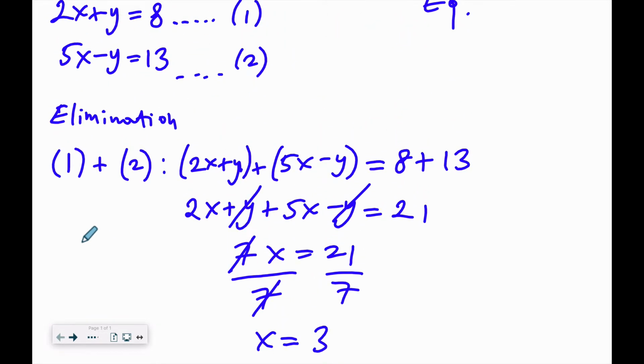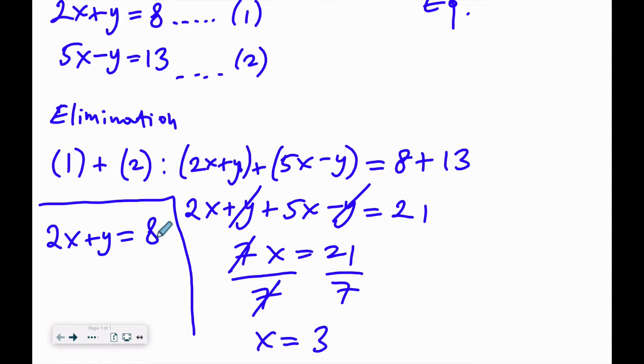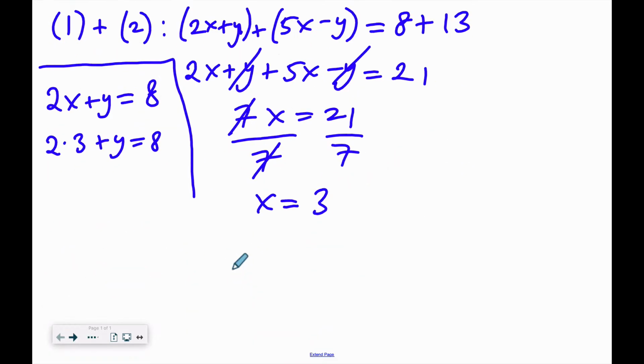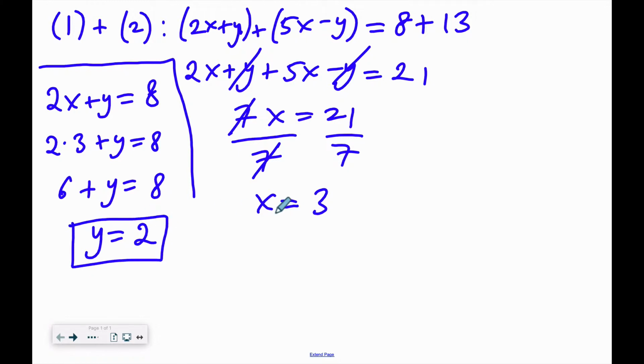We can now use equation 1 or equation 2, up to you guys. Let's use equation 1 to find the value of y. Let me write it here. We have 2 times x plus y. Equation 1 states that this is equal to 8, and we know x is equal to 3, so it will be 2 multiplied by 3 plus y is equal to 8, which means 2 times 3 is 6 plus y is equal to 8. From here it's easy that y is equal to 2. Alright? So y is equal to 2 and x is equal to 3. So this problem is solved.